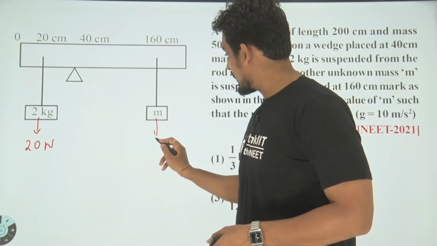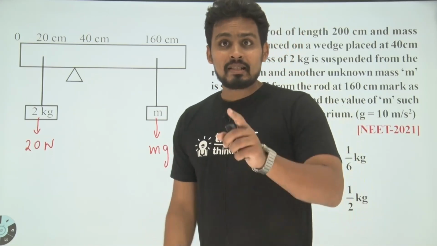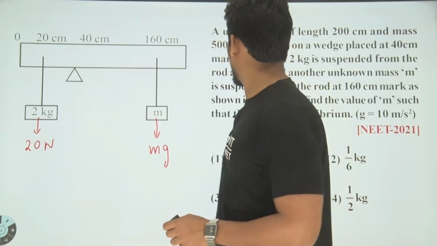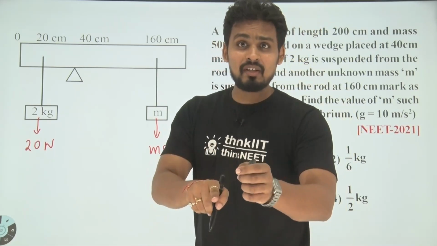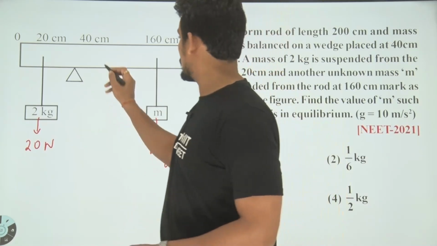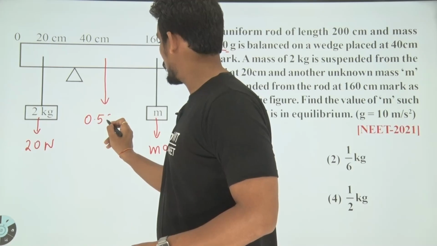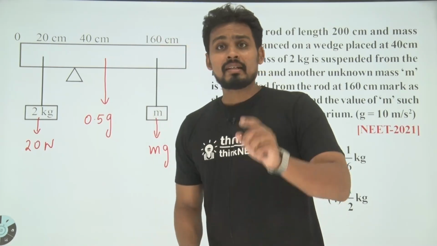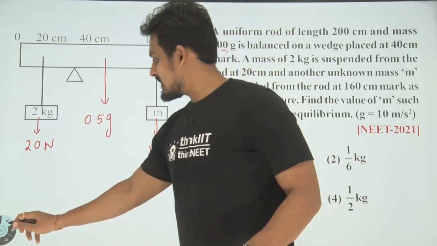And what is the force that is acting downwards? Again mg. The mass of the rod is 500 grams, right? 500 gram is equal to 0.5 kg, into g, which is acting downwards. So this is 0.5 into g. Yes or no?